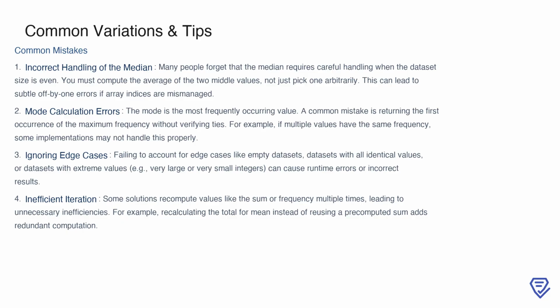Another common issue arises in calculating the mode. The mode is the value that appears most frequently, but what happens if there's a tie? A common mistake is returning the first value with the maximum frequency without checking for other values that may share the same frequency. Handling ties properly is essential.